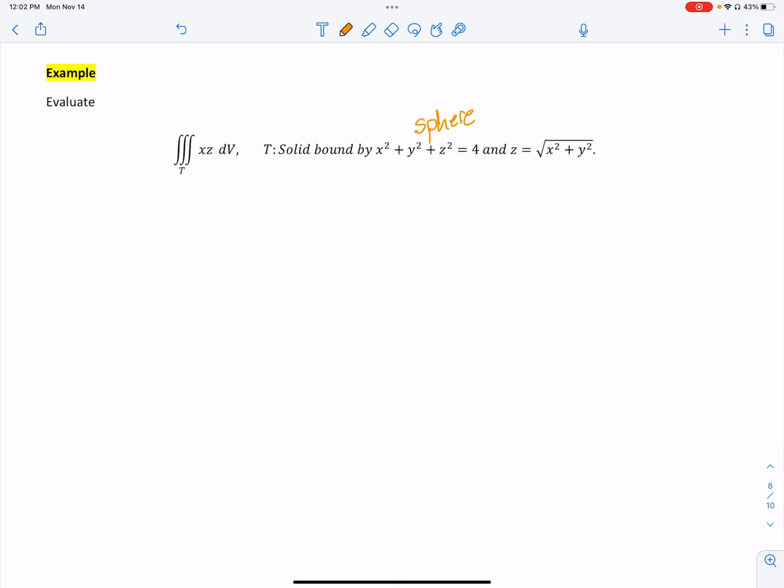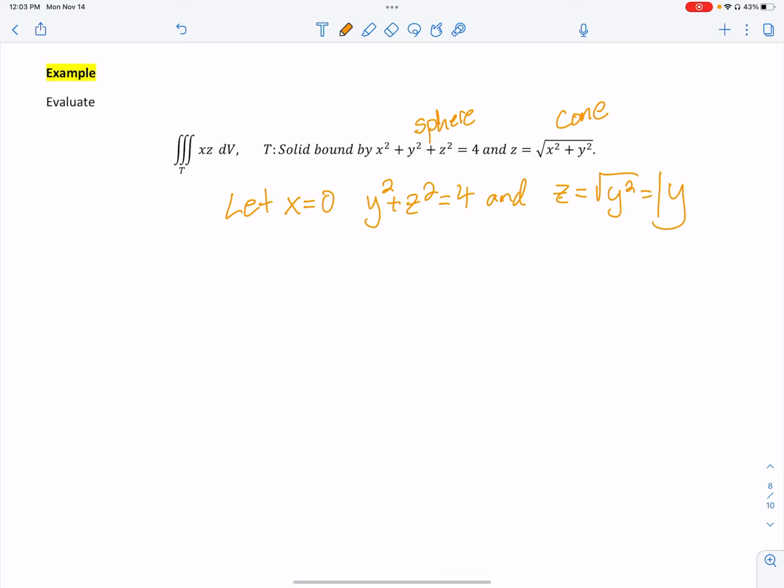This, and this is the hard one, and you'll get used to this, is a cone. So what we're going to do is let x equals 0 for both, right? That's how we're going to bound rho and bound phi. So if I let that, I get y squared plus z squared equals 4. And we have z equals the square root of y squared. Now this is tricky. Think about plugging a y in. If I plug a negative y in, it becomes a positive y as the answer, right? And I know you're tempted to write z equals y. That is not true. This is true: z equals the absolute value of y.